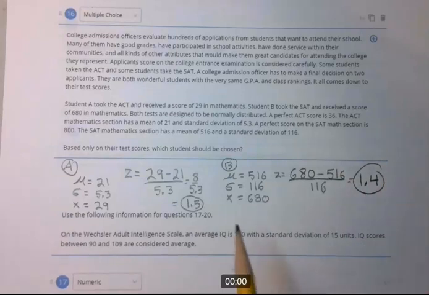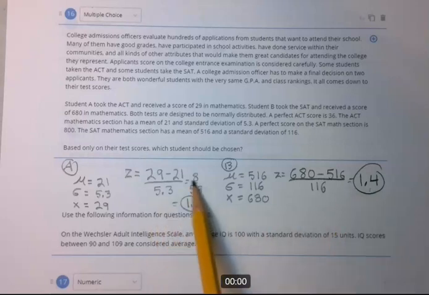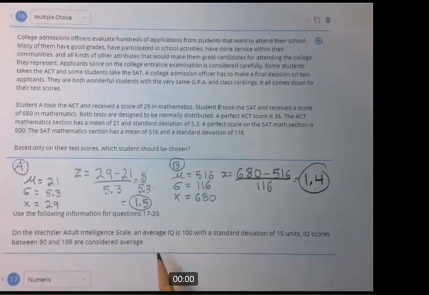Okay, so student A finished 1.5 standard deviations above the mean. Student B finished 1.4 standard deviations above the mean. So the best relative score would be for student A.